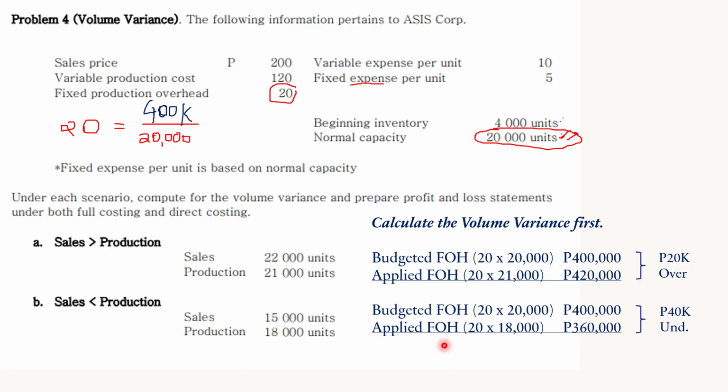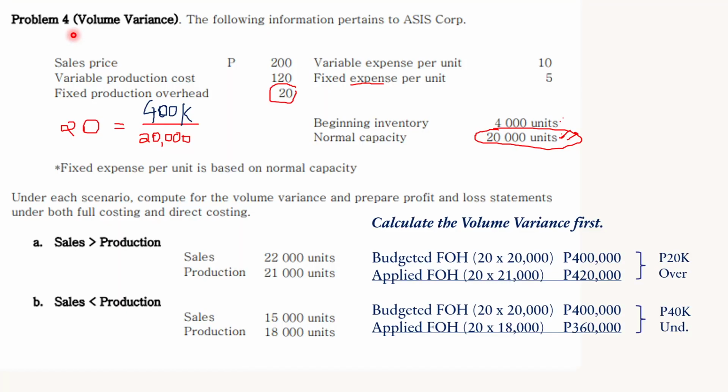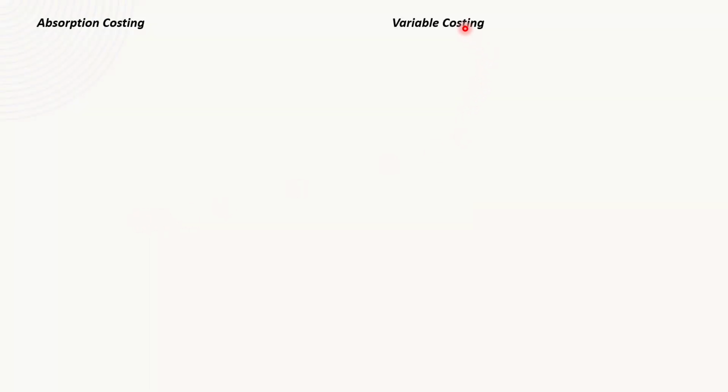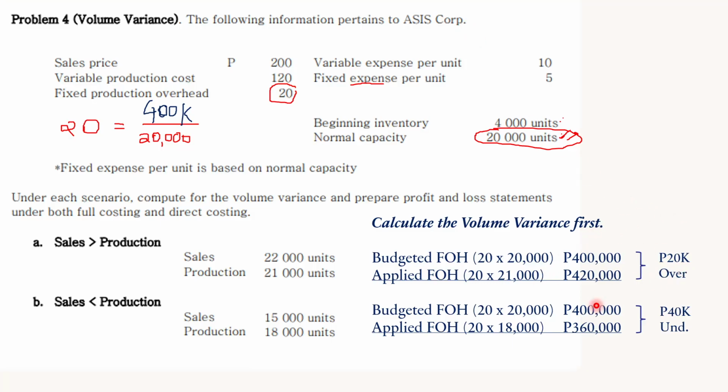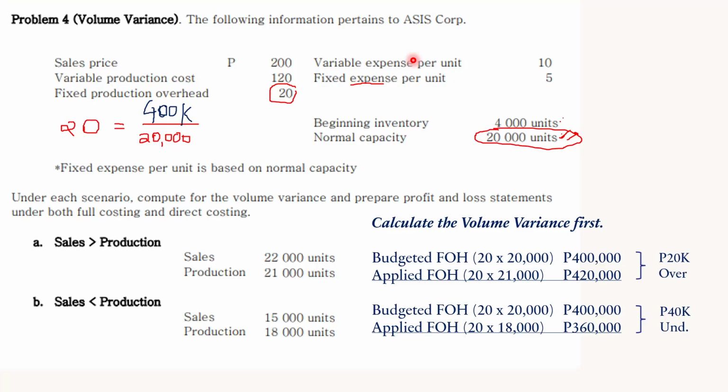Okay? So, I want you to prepare the absorption costing or full costing income statement first for letter A, to be followed by the variable costing or direct costing also for letter A. Focus muna tayo kay letter A, ha? Anong gagawin niyo sa volume variance? Ipapang-adjust nyo sa cost of goods sold. Prepare absorption costing income statement and variable costing income statement for letter A, assumption A.